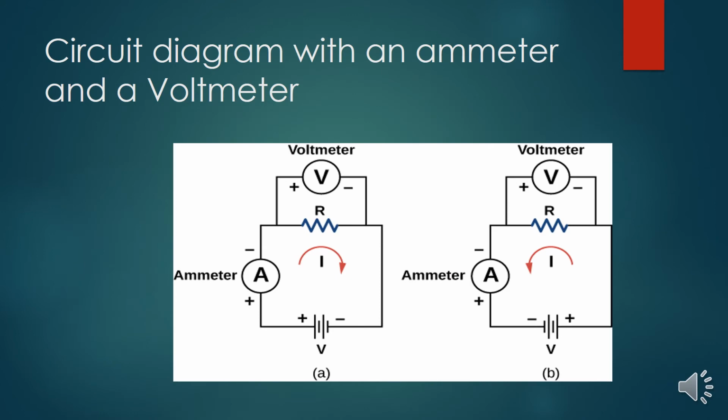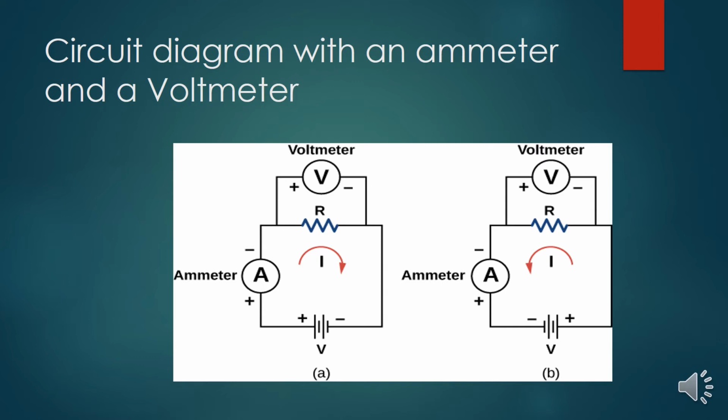Now we are going to learn about the circuit diagram with an ammeter and a voltmeter. That means how you are going to fix up an ammeter and a voltmeter with the main circuit. Watch two figures, figure A and figure B. Both are comprised of a battery, ammeter, voltmeter and a resistor R.